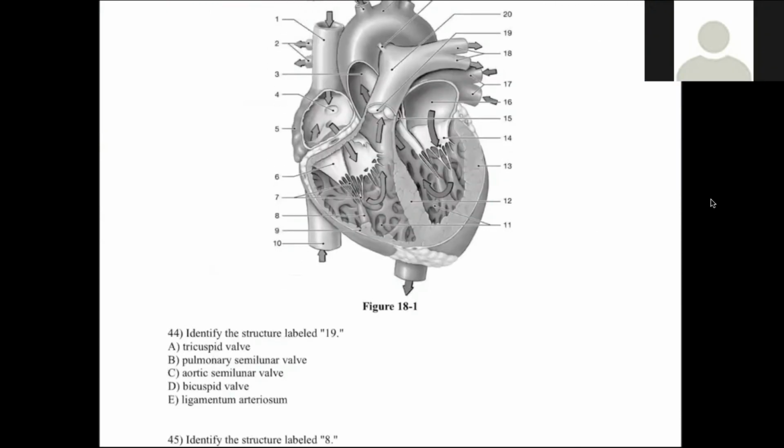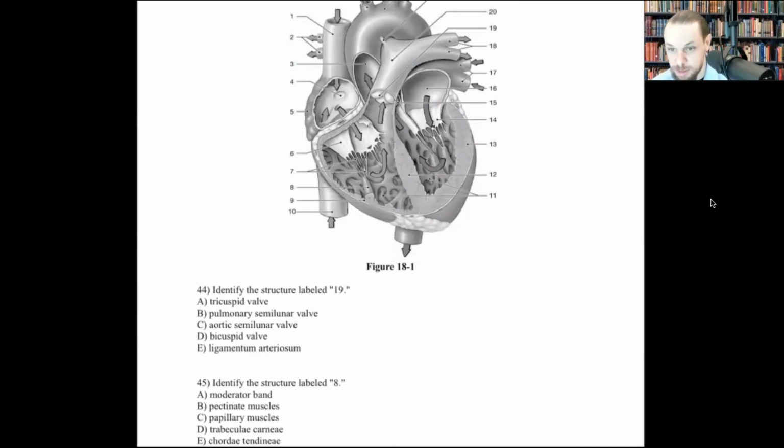Okay, now we're going to go with some identification. Number 44, we have Ari. Would you like to go?